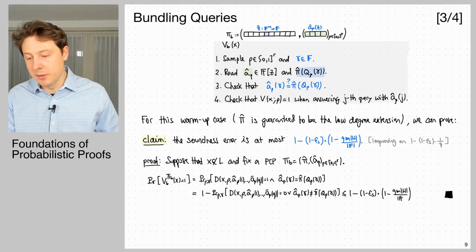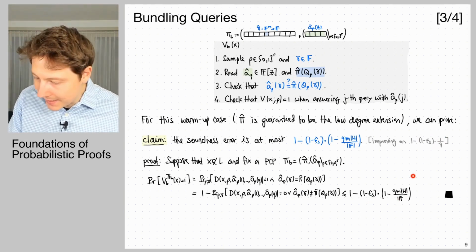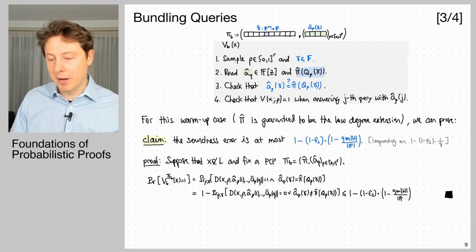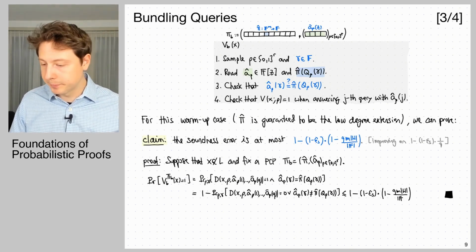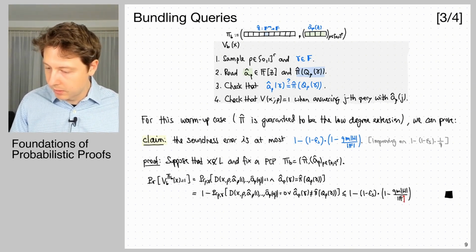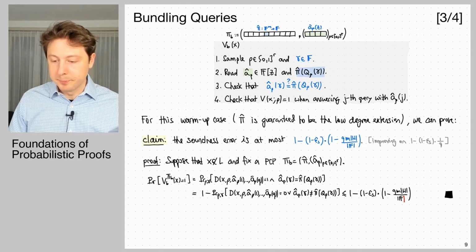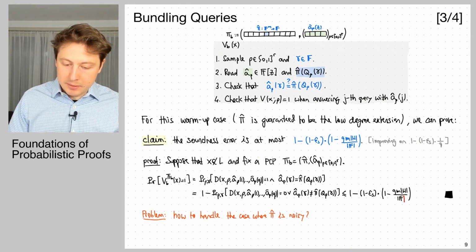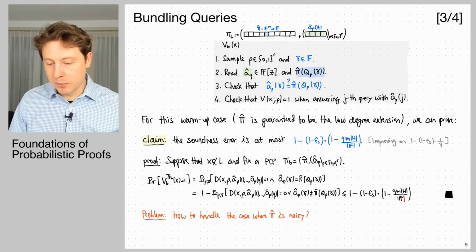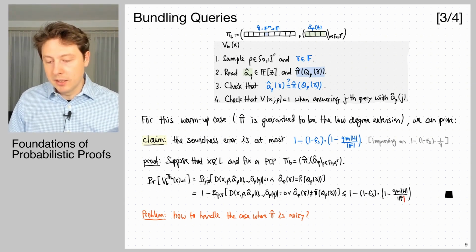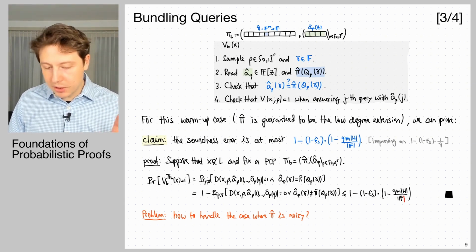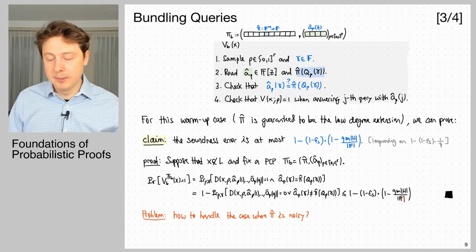And that's it. And again, the 1 over q is exactly the analog of this 1 minus qmh over f. But how do we handle a case where pi hat is noisy? This is actually non-trivial, okay?